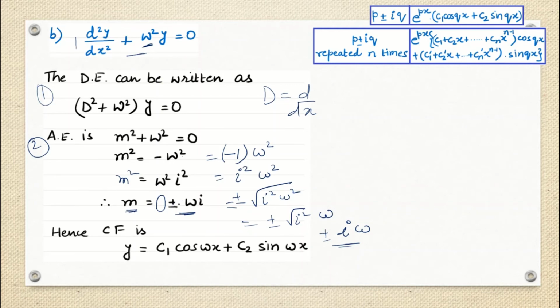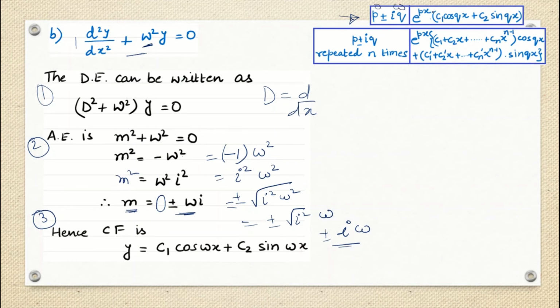So there is no repetition, only two roots are present. Since m is a square, that means this degree of differential equation is 2, so you will be getting two roots. One root is omega i, the second root is minus omega i. So what we have to write down as the complementary function, the third step, is we are going to replace p and q with 0 and omega.